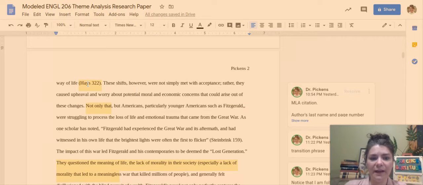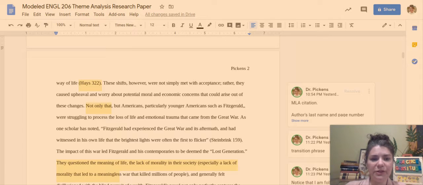Remember, for MLA format, you're going to have your sentence, then you're going to have a parenthesis, the author's last name, the page number, parenthesis, and then a period. You're not going to put any end punctuation here unless you have a direct quotation that uses a question mark or an exclamation point.